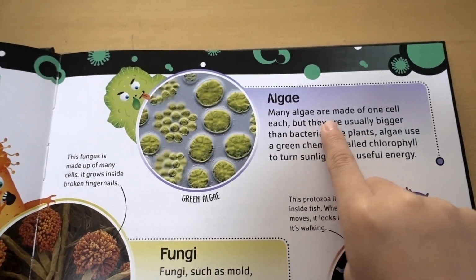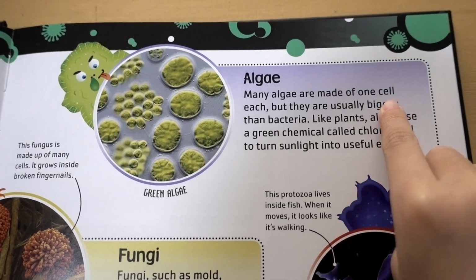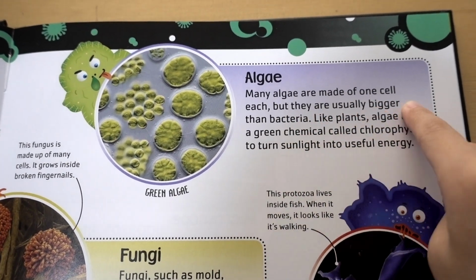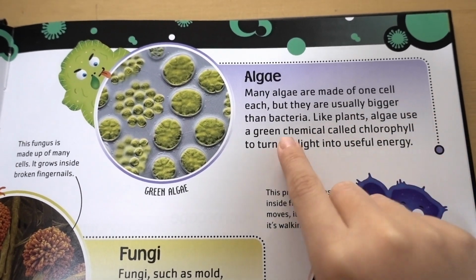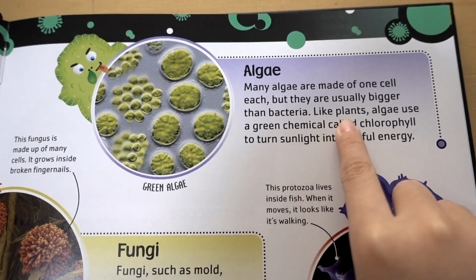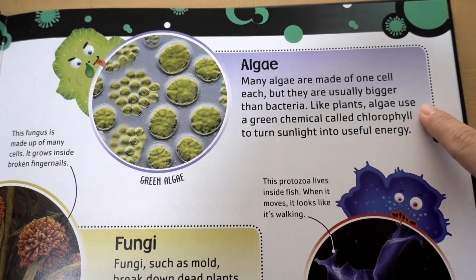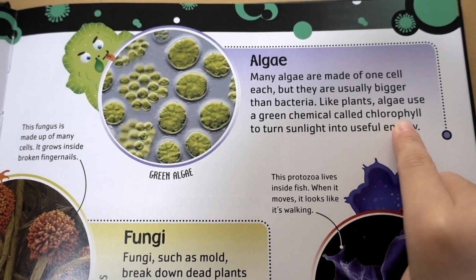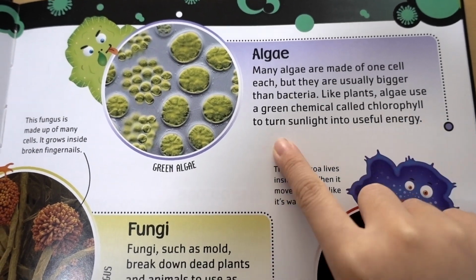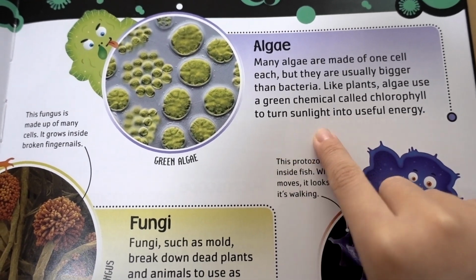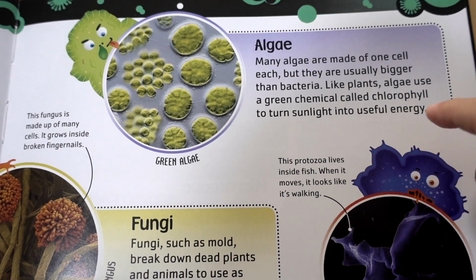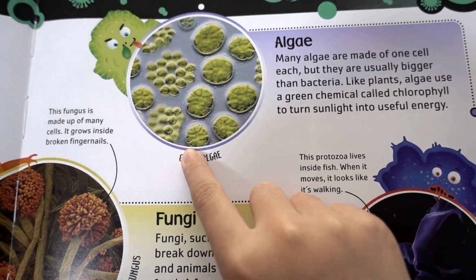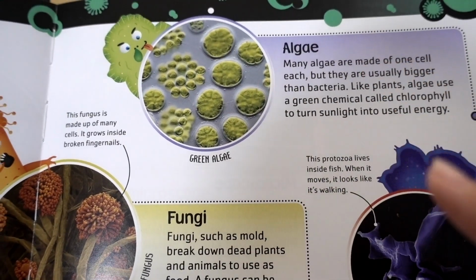Algae. Many algae are made of one cell each, but they are usually bigger than bacteria. Like plants, algae use a green chemical called chlorophyll to turn sunlight into useful energy. Green algae.